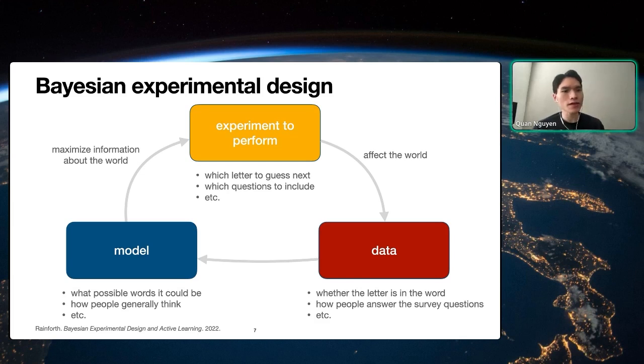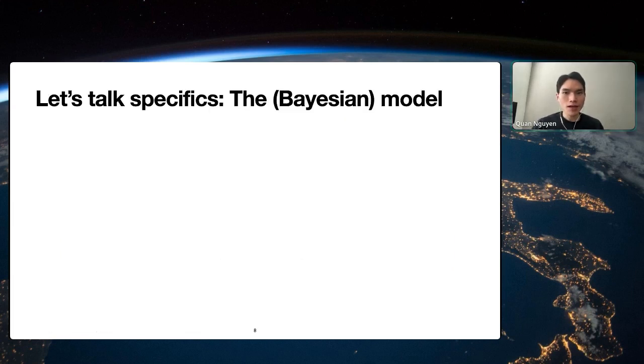Again, the goal here is we want to use this model to find which experiments to perform in order to gain the most information as possible. And that makes up what we call the Bayesian experimental design loop that we see here. So that is the overarching model of Bayesian experimental design.